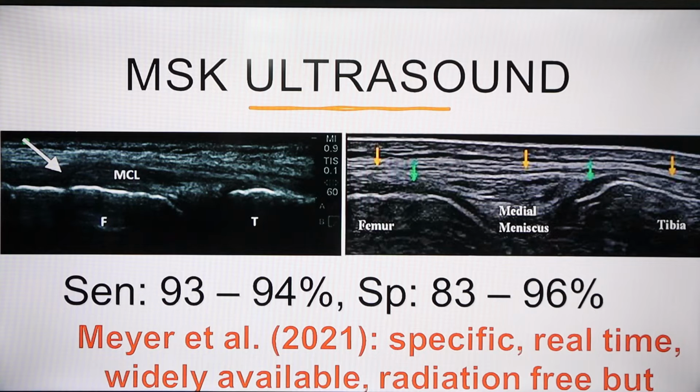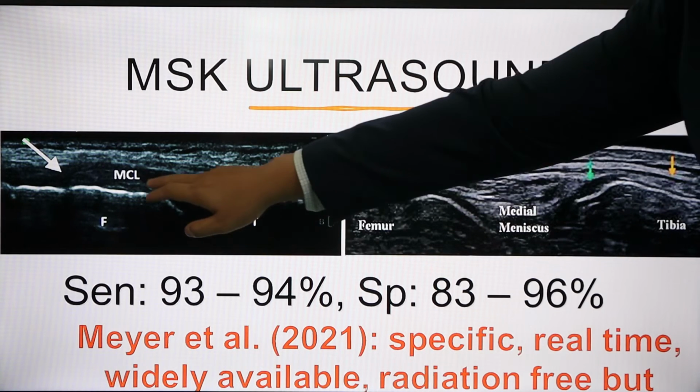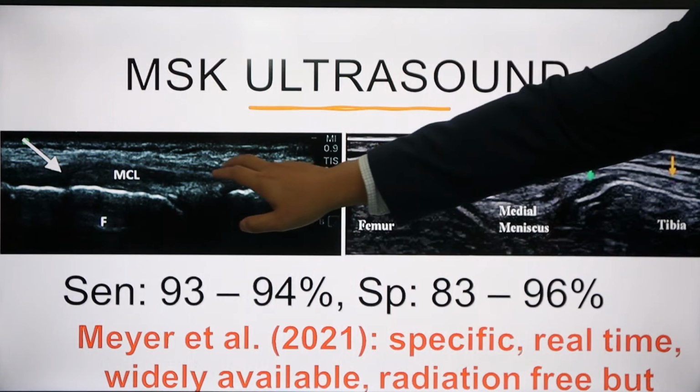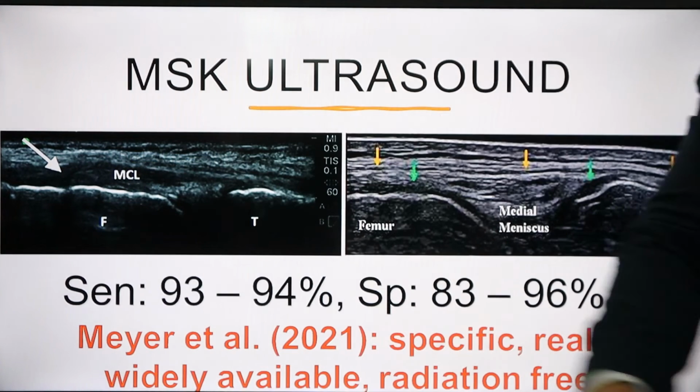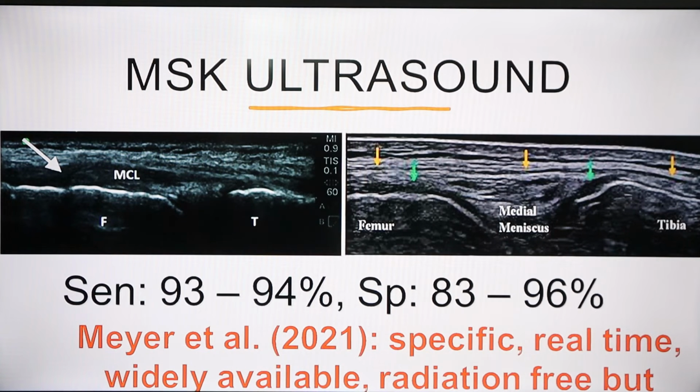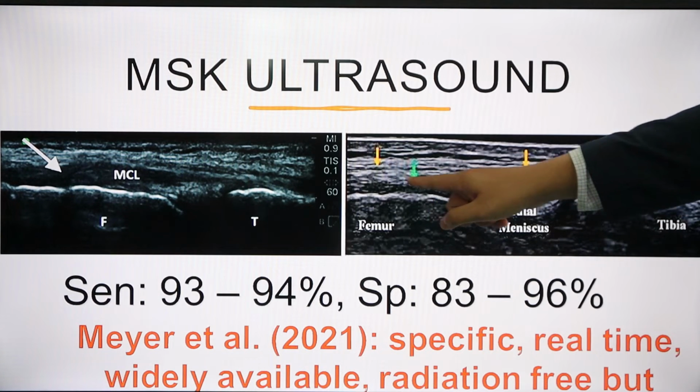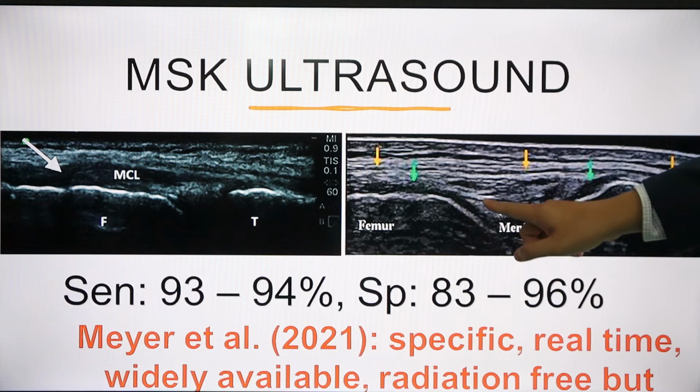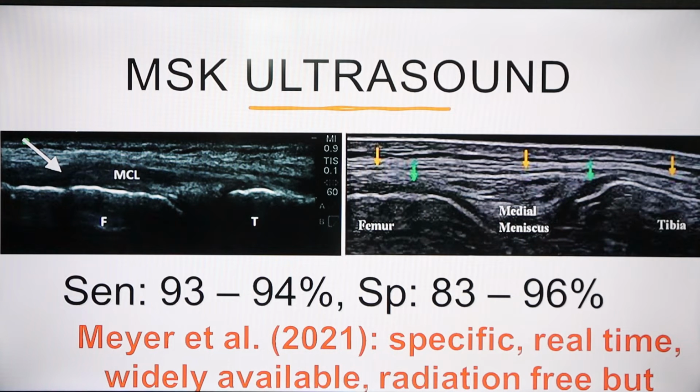Can you see? Okay, so this is the MCL. You can see the joint line here. This is your joint capsule, and the MCL should be extracapsular, the superficial layer. It is extracapsular, extrasynovial. And this is your medial meniscus.